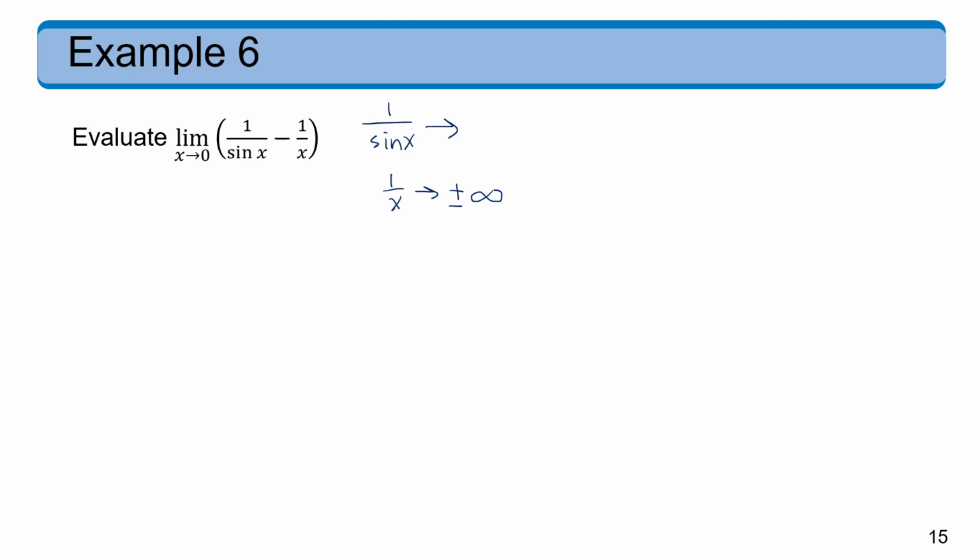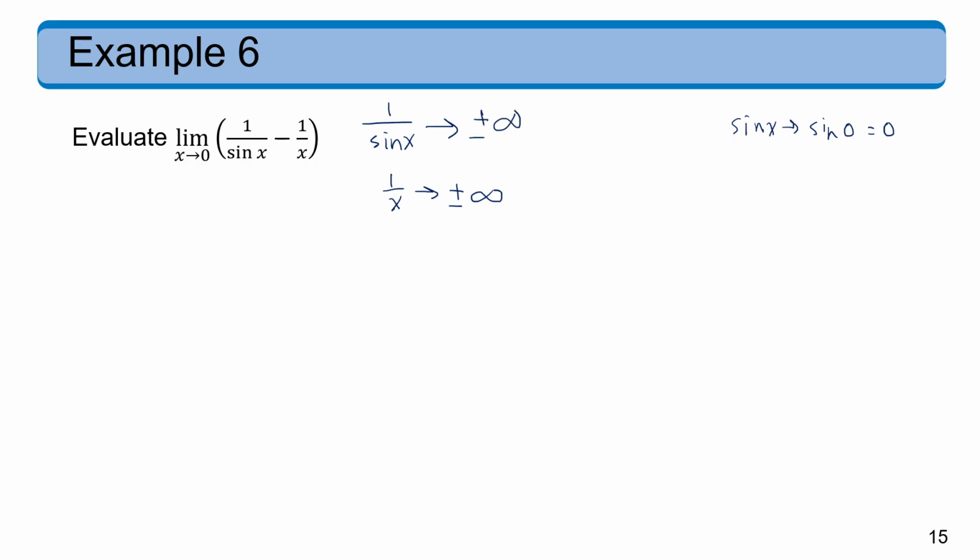What about sine x? As x goes to 0, first let's figure out what sine x is doing. Well, it would be approaching sine of 0, since x is going to 0, which is equal to 0. So back in this fraction, the numerator is going to 1, the denominator is going to 0, so the whole fraction would be going to infinity. Now again, we don't know yet whether it's plus or minus infinity.